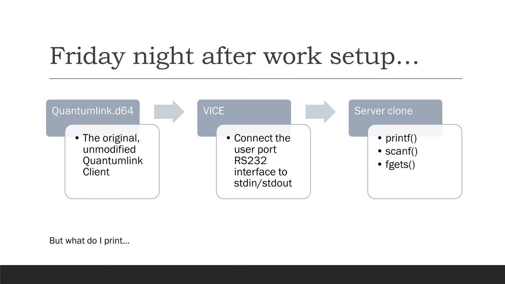What do I have? I have QuantumLink D64, which was someone imaged one of the original QuantumLink disks and uploaded to the internet. I had Vice, this would be about 1.12. And it was very limited in its serial implementation, but it did allow you to hook the user port RS-232, where the modem would have plugged in on a 64, to standard in, standard out of a program. I think this was under Linux. And that meant the server clone was really going to consist, at least initially, of printf, scanf, fgets.